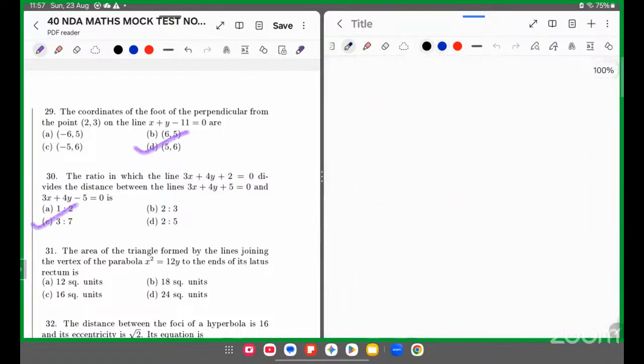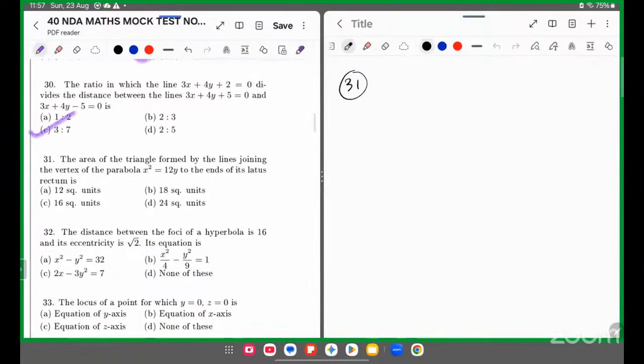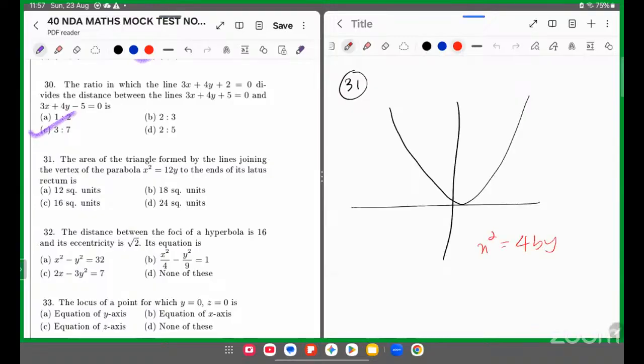Then question number 31. The area of the triangle formed by the line joining the vertex of the parabola x square equal to 12y to the ends of its latus rectum is. X square equal to 12y, it will become like this. X square equals 4by, 4 into 3. When you consider x square is equal to 4by, b becomes 3. So it is 0, 3. Latus rectum is like this. So we have to form a triangle like this.